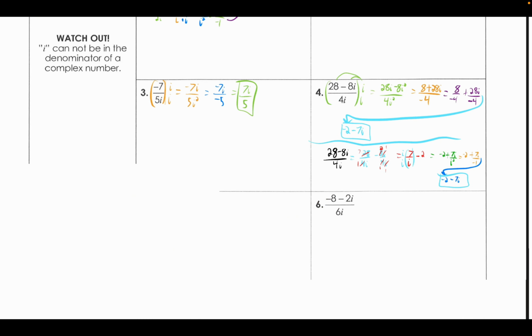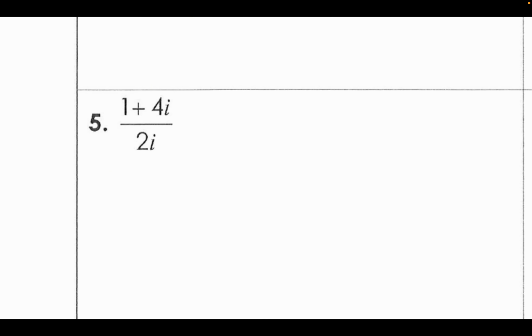Number 5, 1 plus 4I over 2I. So once again, you can choose to reduce these early, or you can reduce them late. Here I'll just reduce them late this time. And so this time I only multiply by the I again. I don't multiply by the 2 or anything like that. I distribute the I, and I get I plus 4I squared over 2I squared.